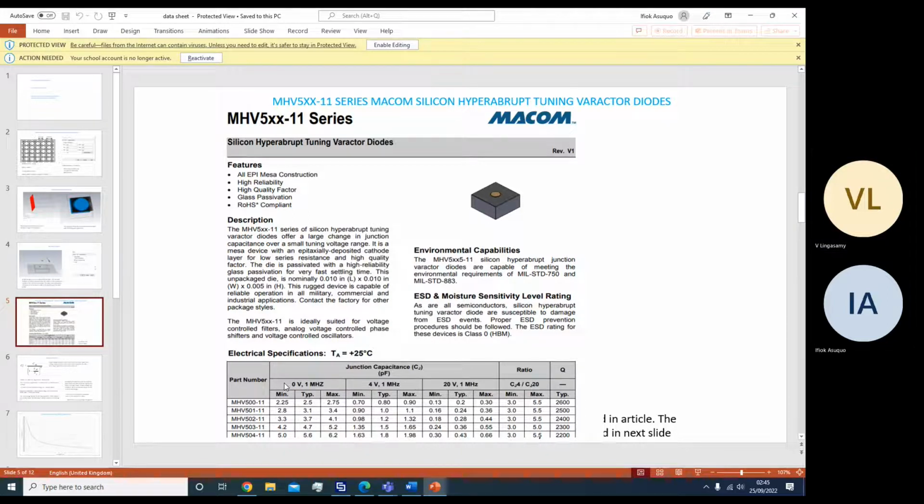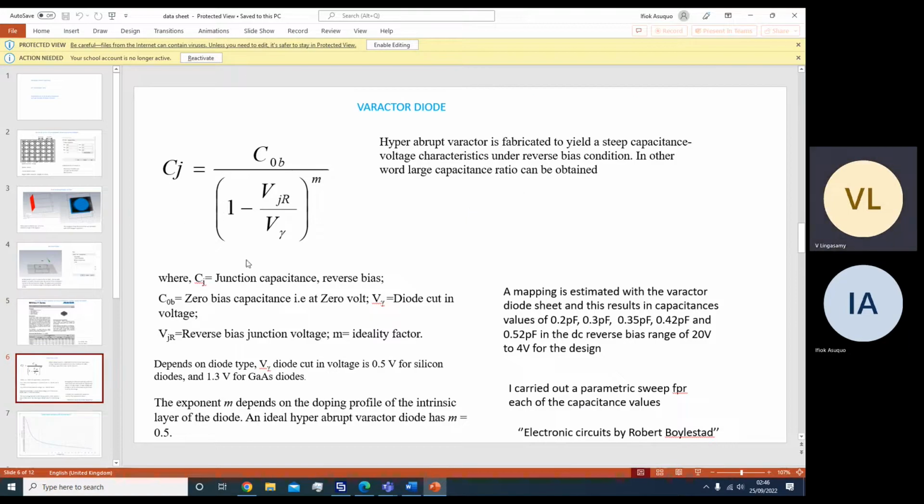A varactor diode always has a resistance of about 2 ohms or thereabout. So I put in the series resistance, put in my data, then put the capacitor. Then when I went to the parametric sweep, I swept it from 0.2 to 0.8. Can you see it? I took the junction capacitance value and did some calculation. So the mapping is with the varactor, and this resulted in 0.2 volts, 0.3.